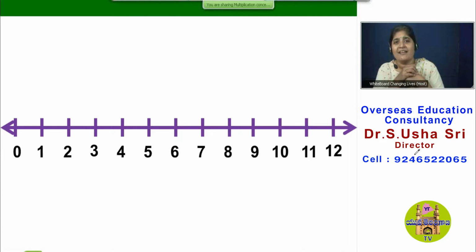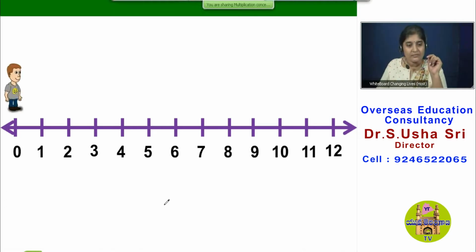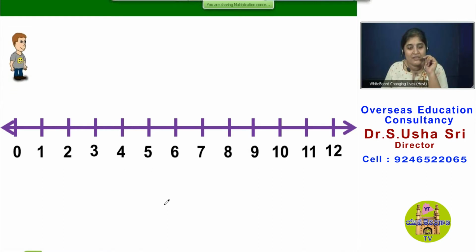Because as I said, multiplication is nothing but repeated addition, isn't it? So when we add repeatedly the same numbers, we say it in the multiplication form. So now let us see how we use this number line. There is a boy who is standing on 0. Now let us see, what does he do?